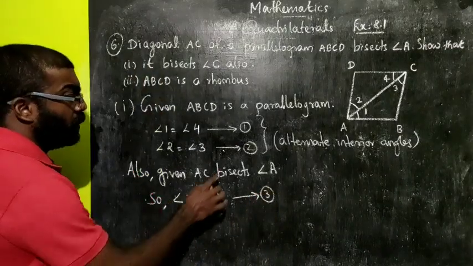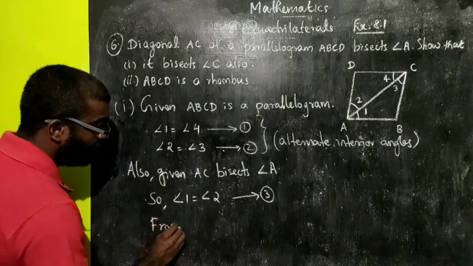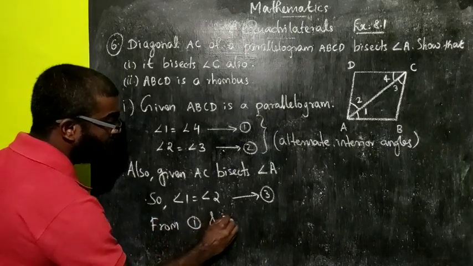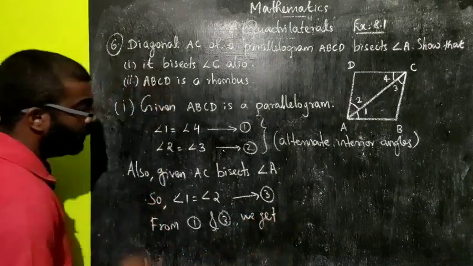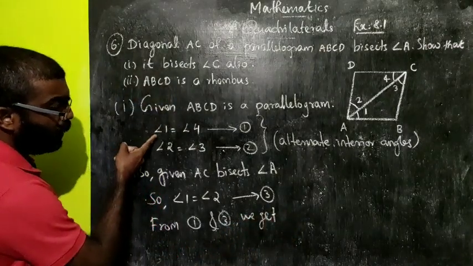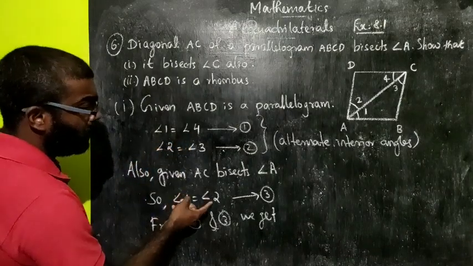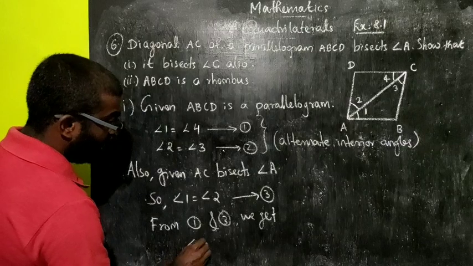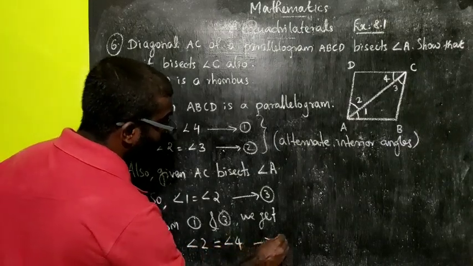Now first of all we can combine equation 1 and equation 3. So from equation 1 and 3 we get, here the LHS part is same. Angle 1, angle 1. So RHS must be same. Angle 4 and angle 2. Angle 2 equal to angle 4. This can be taken as equation number 4.